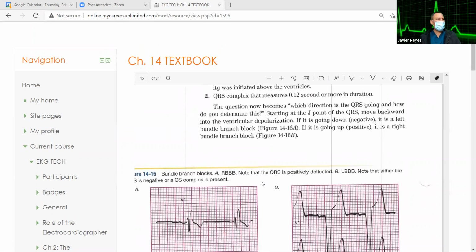What is the normal QRS duration? Between what? 0.06 to 0.10, 1.5 squares to 3 squares, or anything beyond 0.12 is considered prolonged.